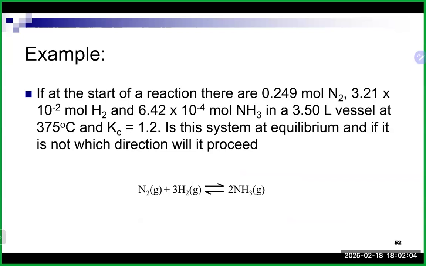All right, so let's give it a go. If you start with 0.249 moles of N2, 3.21 times 10 to the minus 2 moles of H2, and 6.42 times 10 to the minus 4 moles of NH3 in a 3.5 liter vessel, the Kc is 1.2. First question: is it at equilibrium? Second question: if not, which way do you need to go to get to equilibrium? Take a few moments, calculate it up.